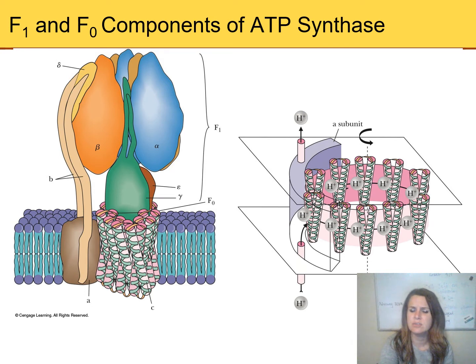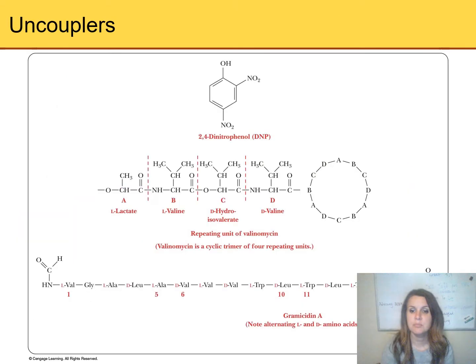And it's kind of difficult to understand if I just explain it. So I actually have an extra video that I'm going to share that describes how ATP synthase works. Basically, this molecule couples the electrochemical gradient of hydrogen ions to the phosphorylation of ADP. But I've also talked about uncoupling proteins or uncouplers. These are some examples of uncouplers.